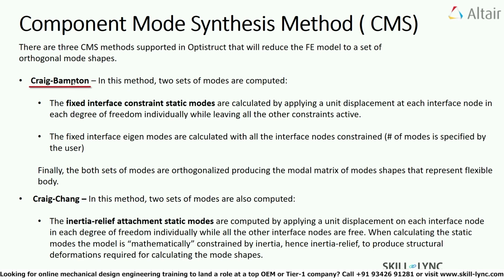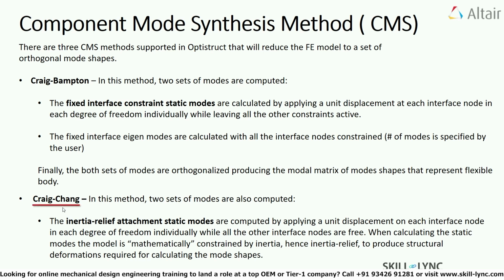Now let us discuss each of these methods in detail. In the Craig-Bampton method, there are 2 sets of modes that are computed. First, the fixed interface constraint static modes are calculated by applying a unit displacement at each interface node in each degree of freedom individually while leaving all the constraints active. Second, the fixed interface eigenmodes, which are calculated with all the interface nodes constrained, where the number of modes is specified by the user. Finally, both these sets of modes are orthogonalized, producing the modal matrix of mode shapes which will represent the flexible body.